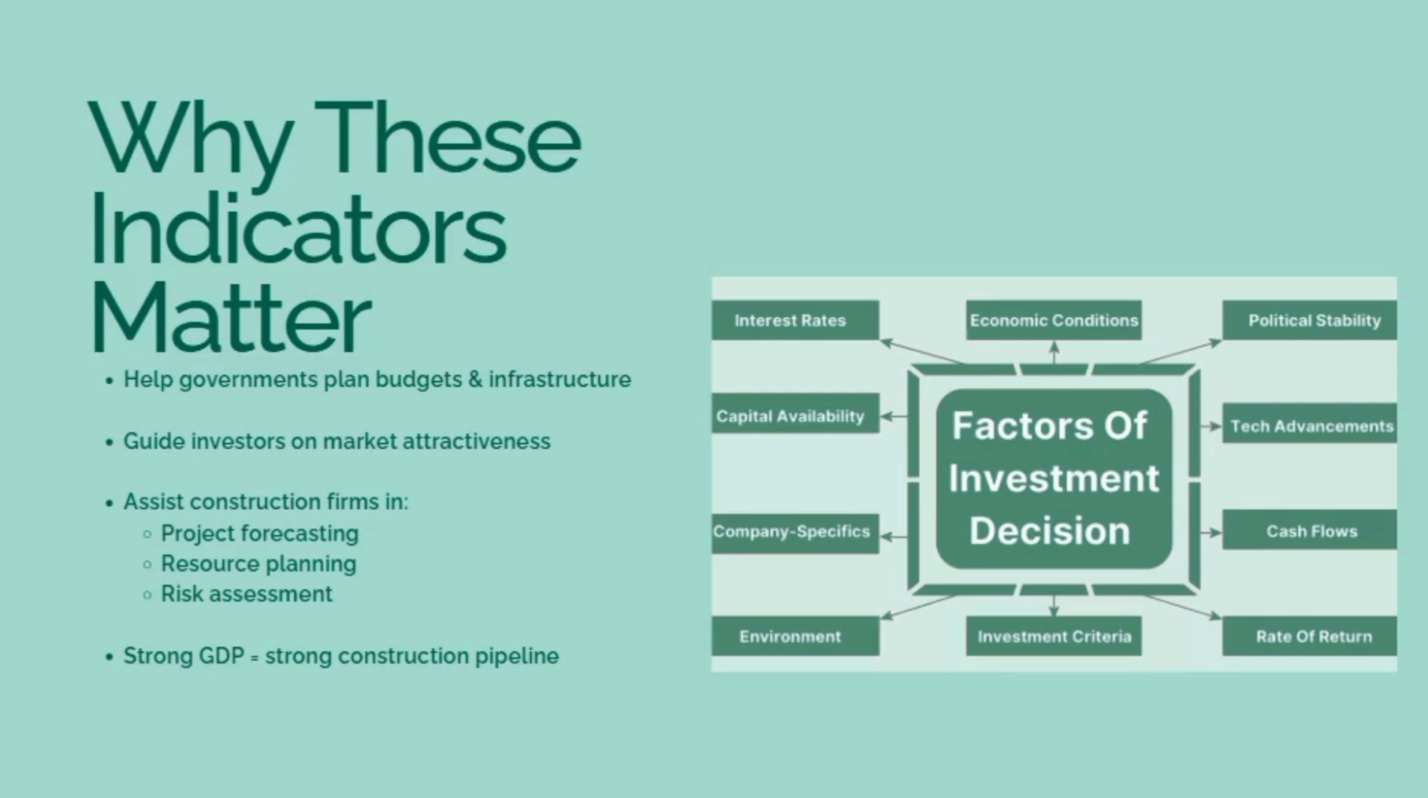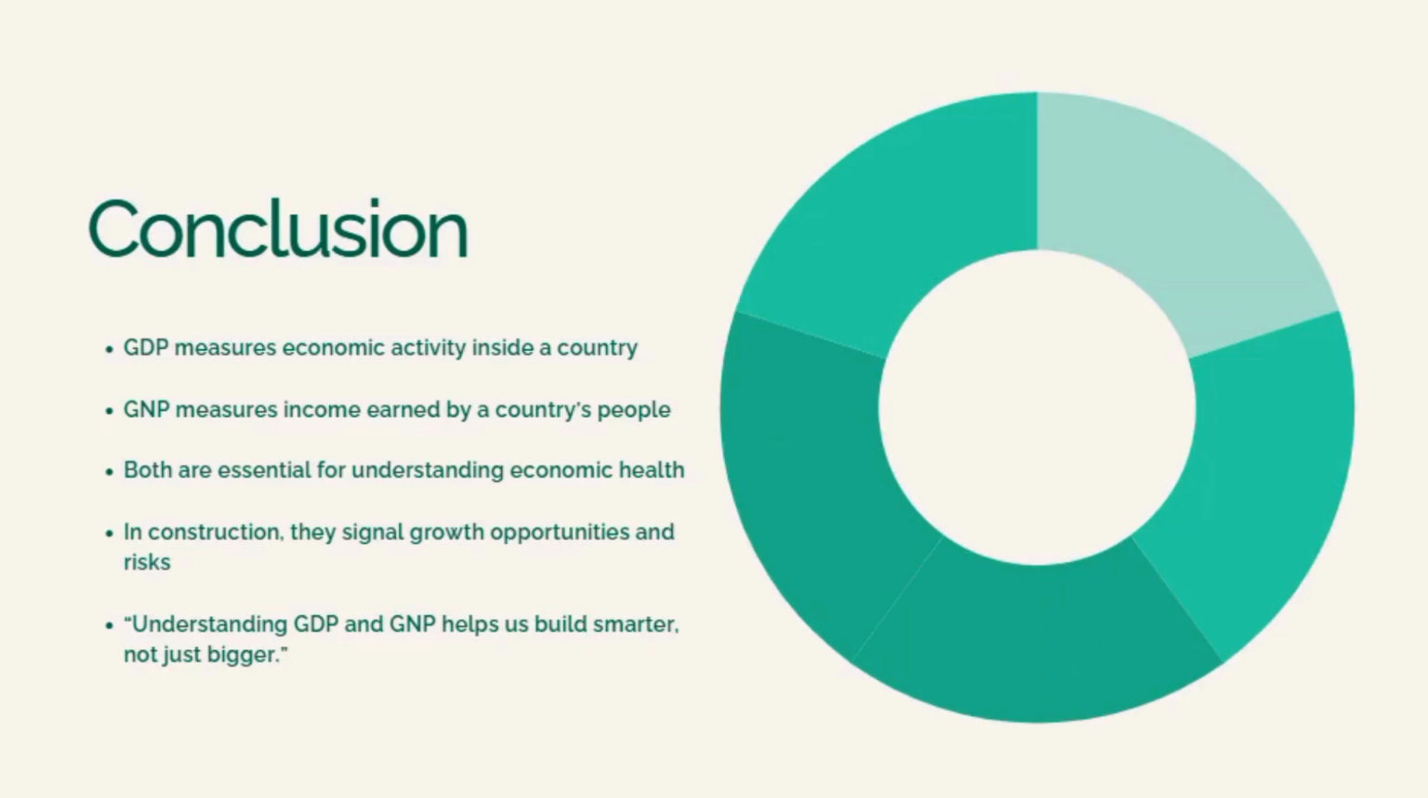To conclude, GDP measures the economic activity inside the country. For construction firms, these indicators help with project forecasting and risk assessment, and a strong GDP usually means a strong and active construction pipeline. Lastly, understanding GDP and GNP helps us build stronger, build smarter, and not just bigger. They're both essential for understanding economic health.